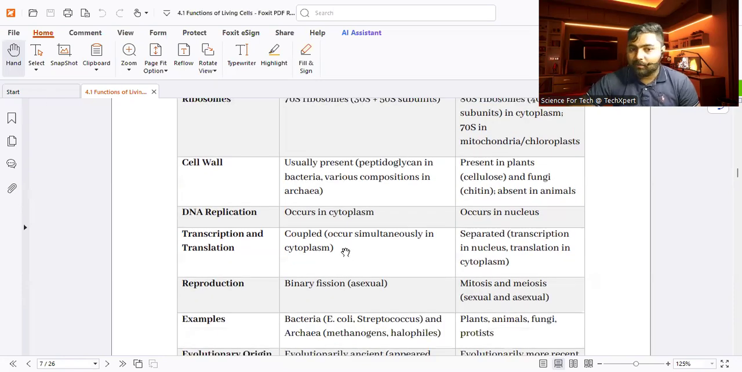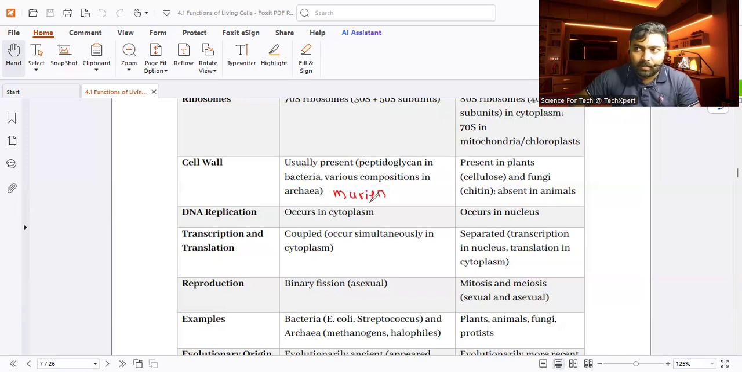Okay, then the cell wall. In the cell wall, we can usually find peptidoglycan in bacteria. Peptidoglycan in bacteria. And we also call this murein.